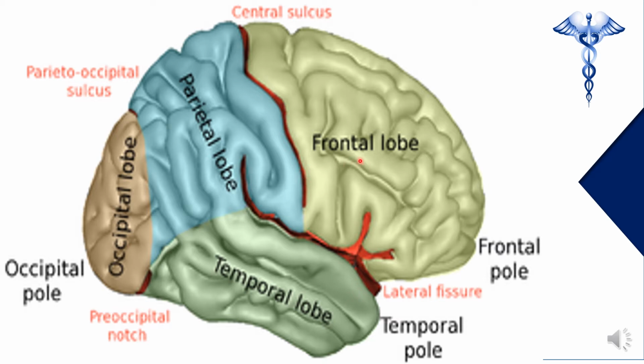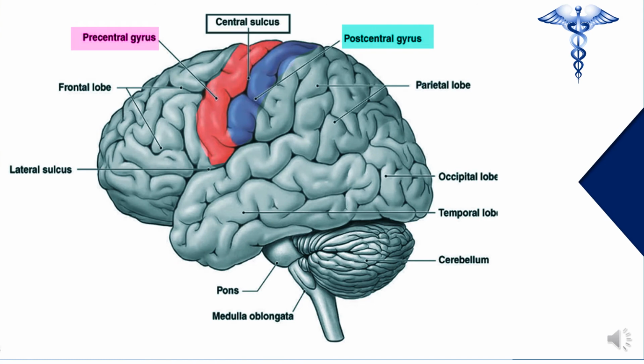So the frontal lobe is anterior to the central sulcus and above the lateral sulcus. Here is the lateral sulcus. The parietal lobe is posterior to the central sulcus and above the lateral sulcus, while the parieto-occipital sulcus divides the parietal lobe and occipital lobe. So you may say that the occipital lobe is posterior to the parieto-occipital sulcus. The two folds, the precentral gyrus and postcentral gyrus, are formed by the central sulcus, anteriorly and posteriorly.